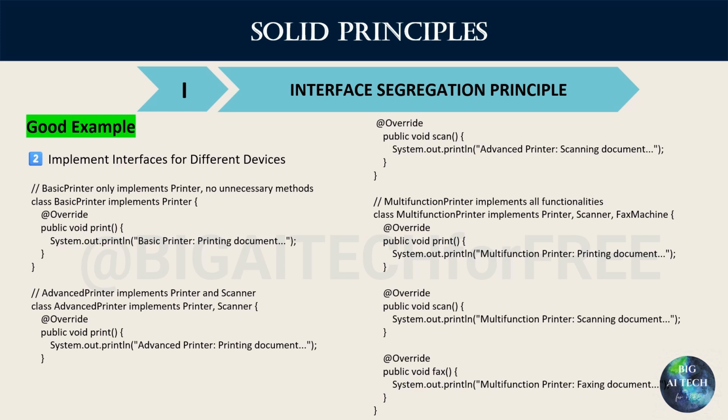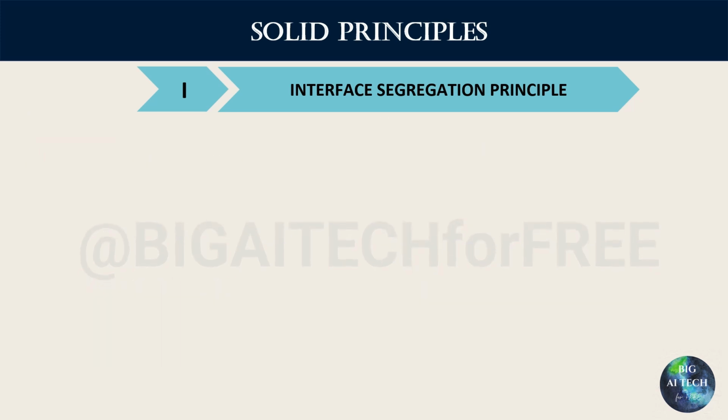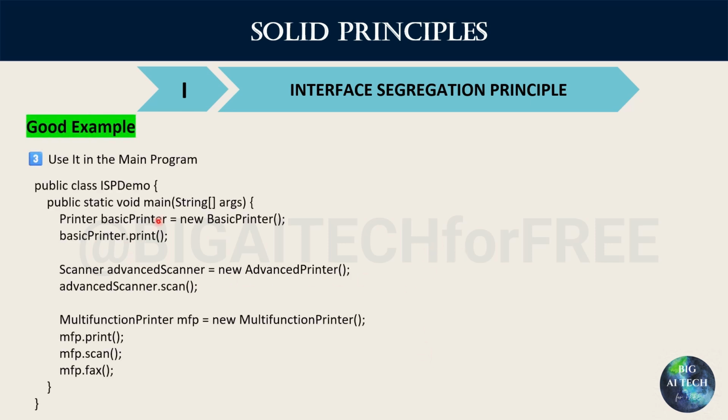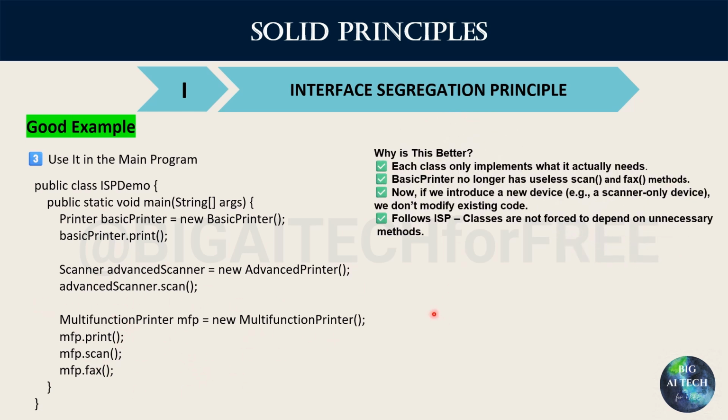This way, we are actually separating out the interfaces. When we call from the main method, when we are creating a basic printer, we only call print. When we are having the advanced printer, it can scan as well. For multifunction printer, it can do everything. So this way, each class only implements what it actually needs. Basic printer no longer has useless scan and fax methods, which it doesn't need.